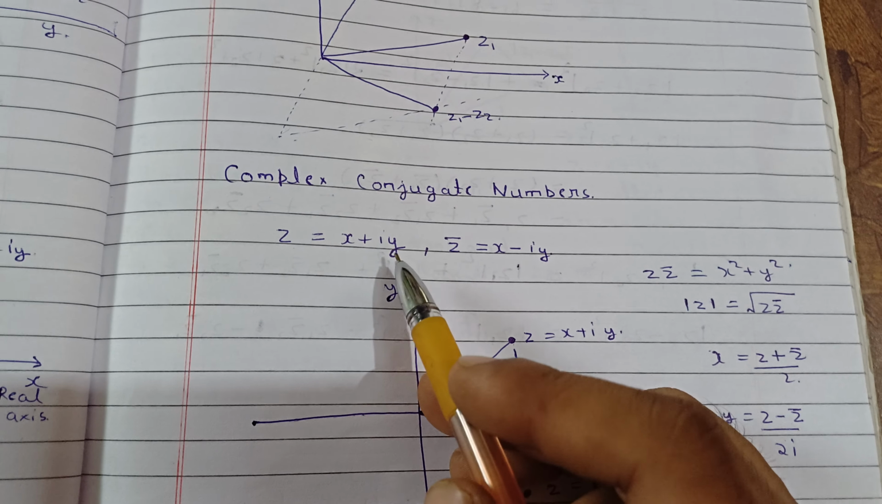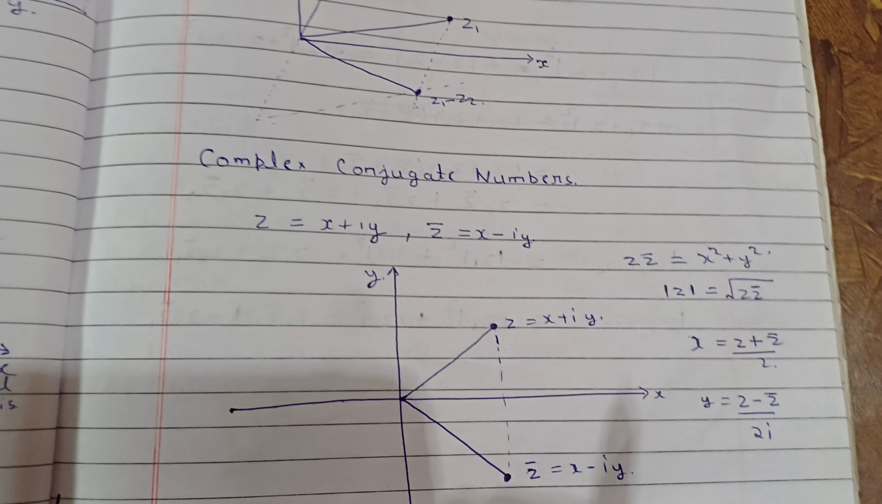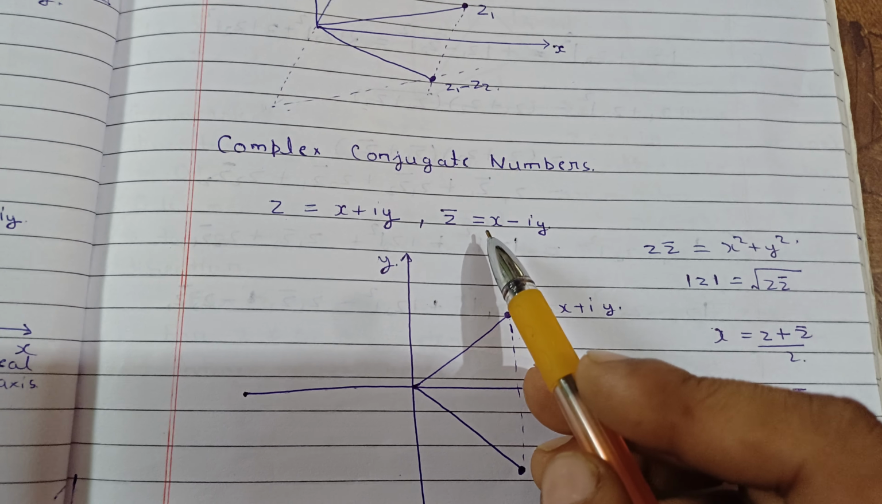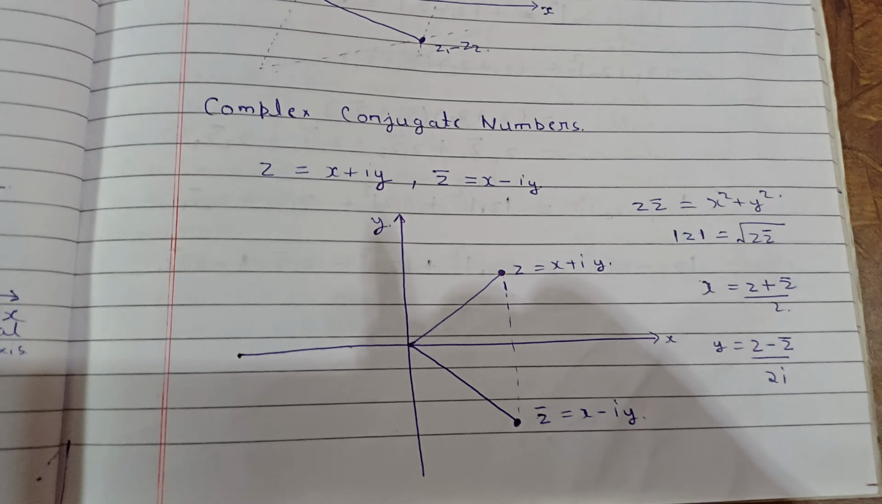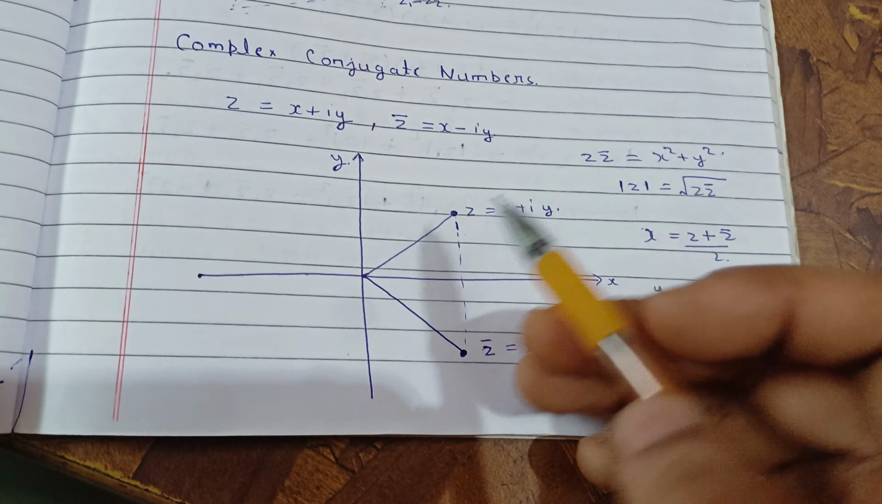So if z is equal to x plus iota y, then z conjugate will be: i will turn into minus i. So this will be your conjugate number. Z conjugate will be x minus iota y. Okay, so how can you represent this inside a complex plane?